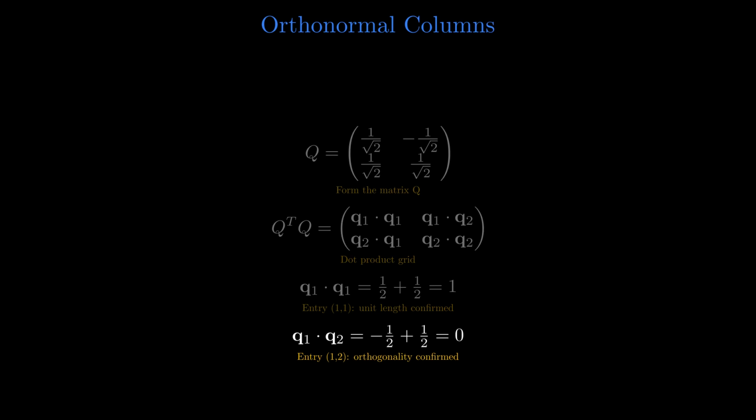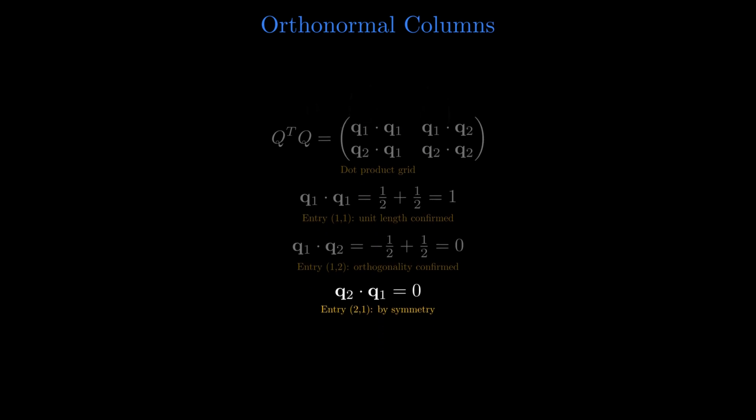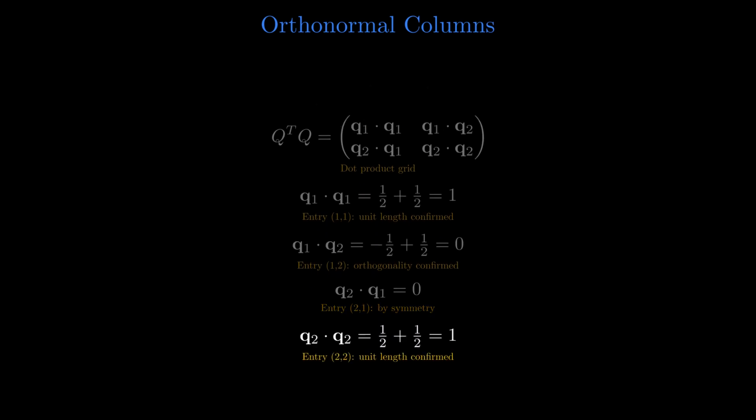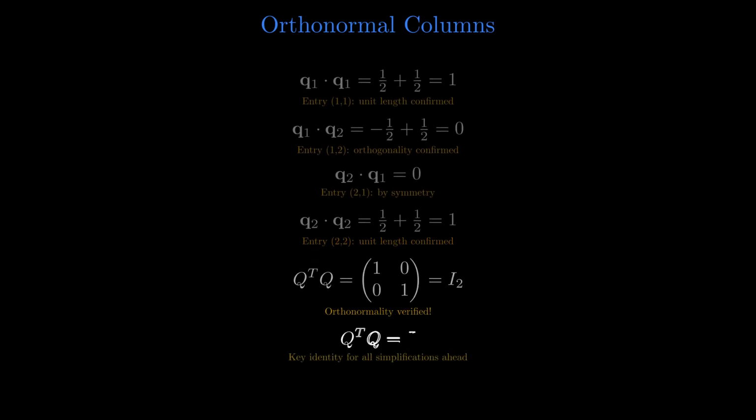By symmetry, the 2,1 entry, Q2 dot Q1, also equals 0, and the 2,2 entry is Q2 dot Q2, 1/2 plus 1/2, which equals 1. The result is the 2 by 2 identity matrix. This single fact, Q transpose Q equals I, is what drives every simplification ahead.